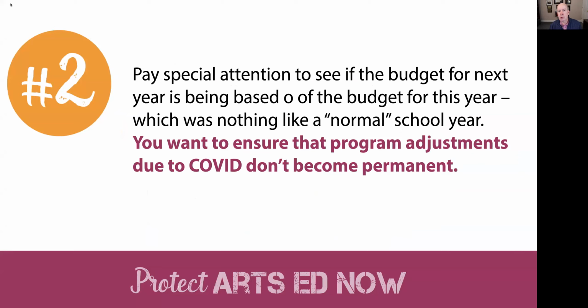Second of all, you want to make sure that the budget planning process for this year is not based on the current school year. You want to make sure that next year's budget is not based on the current school year because of the anomalies that have occurred because of COVID. So as a result, you want to make sure that program adjustments due to COVID do not become permanent.